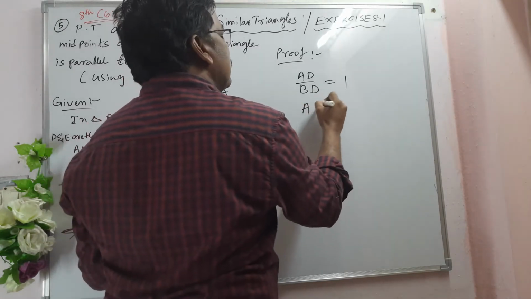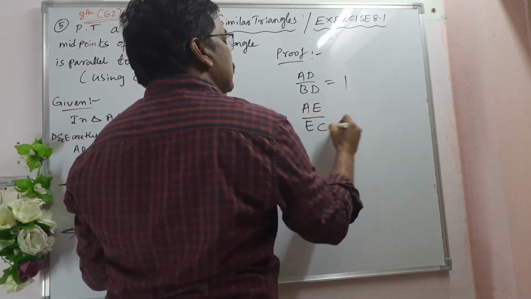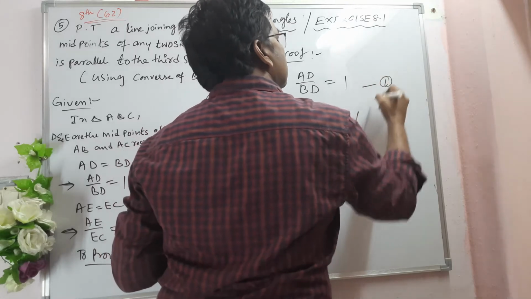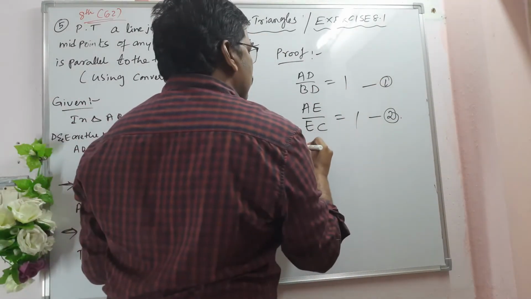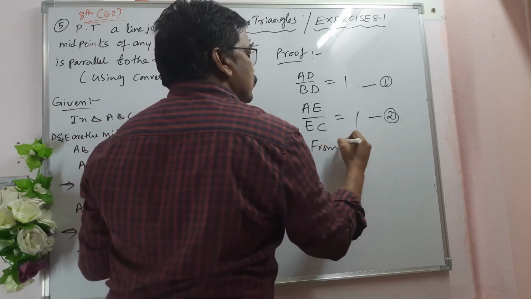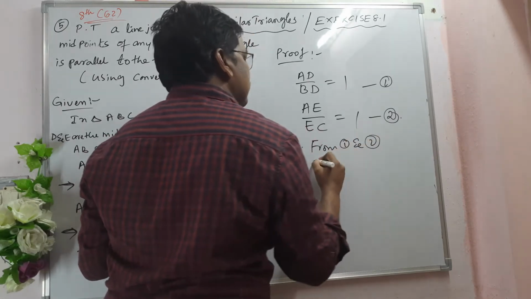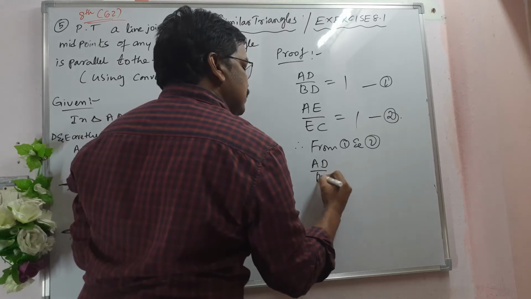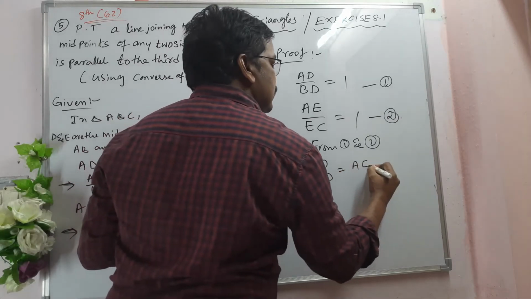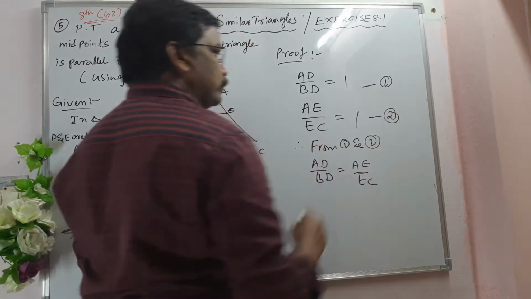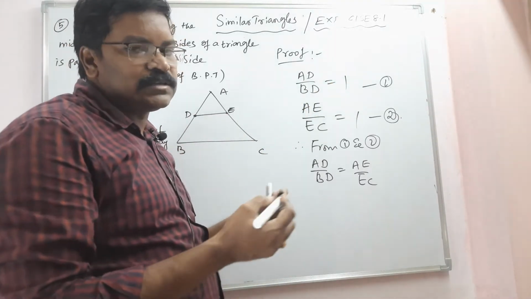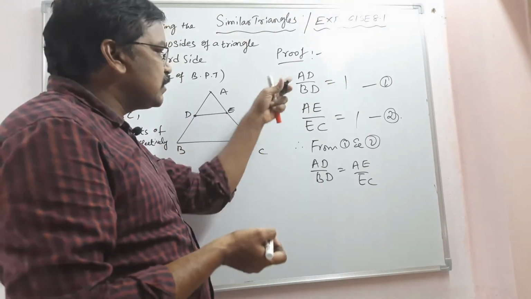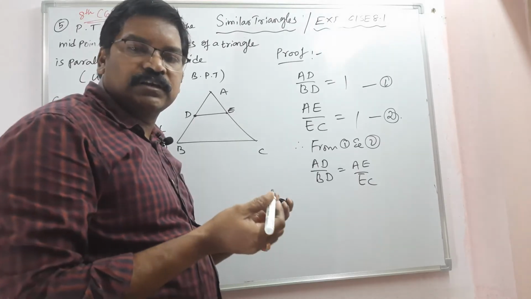Similarly, what is AE by EC, students? AE by EC is also 1. This is equation 1 and this is equation 2. Therefore, from 1 and 2, what do you write, students? AD by BD is equal to AE by EC. Both right hand sides are equal, then we can equalize the left hand sides. That means AD by BD is equal to AE by EC.